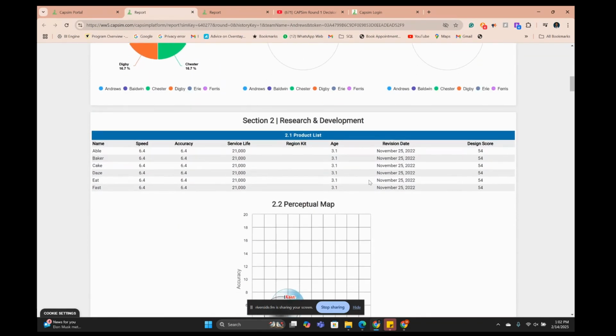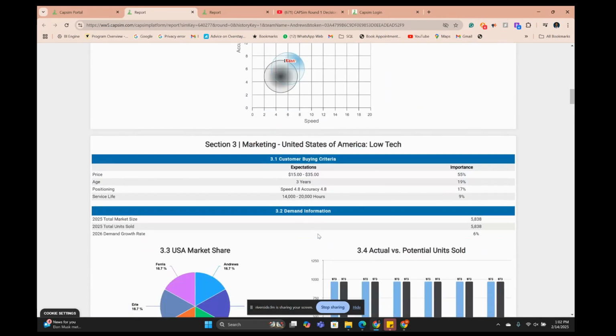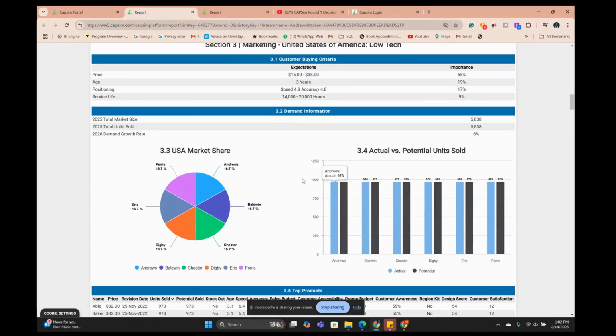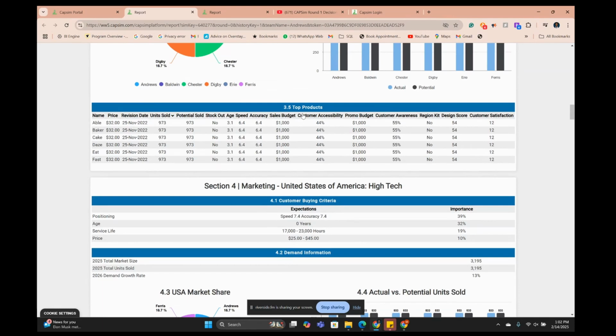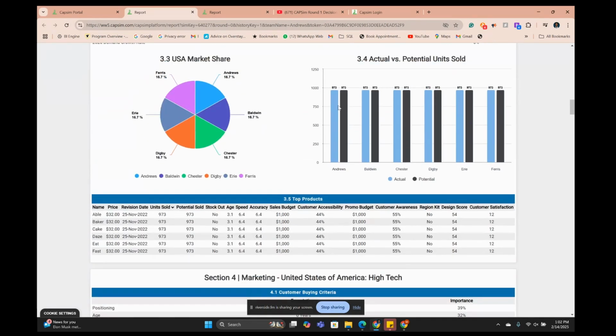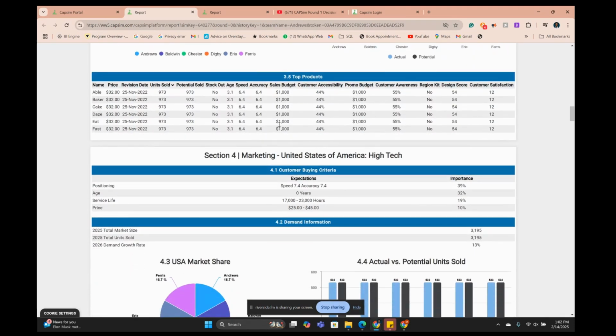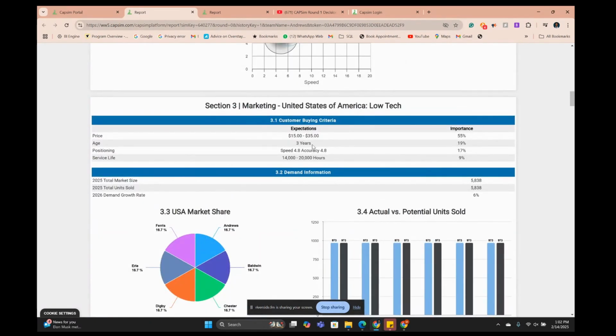So you should go through the report, research and development, understand the speed, accuracy, service life. You want to understand customer buying criteria. These are very useful in making R&D decisions. Demand information. You also want to understand the top products, the performance of each product, units sold, potential sold. What that means is what could have been sold versus what was sold. So units sold is 973. What could have been sold is 973. That's why you have this graph. So it helps with some information, so you know what quantity to produce. Right? Accuracy, speed, age, those are all within the customer buying criteria.